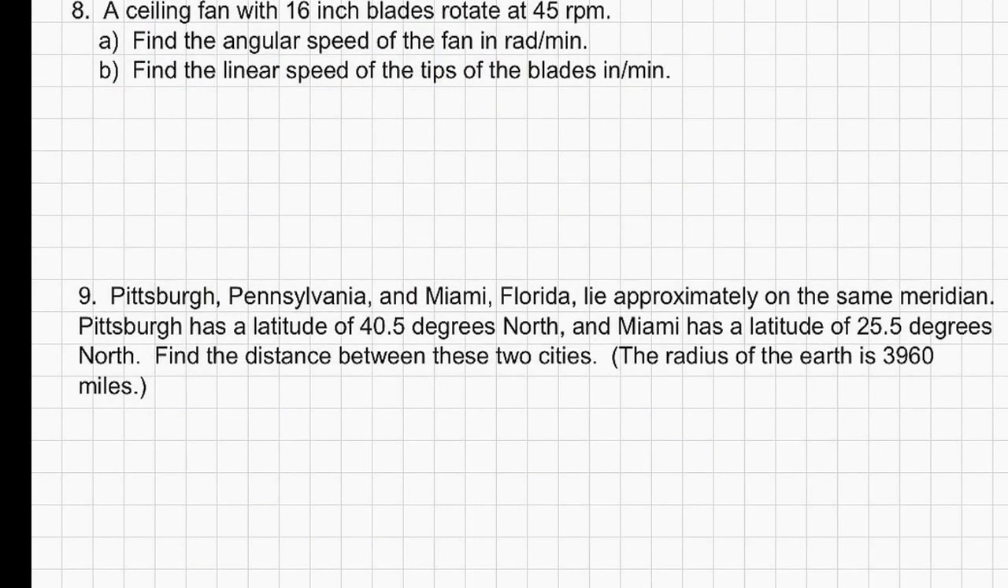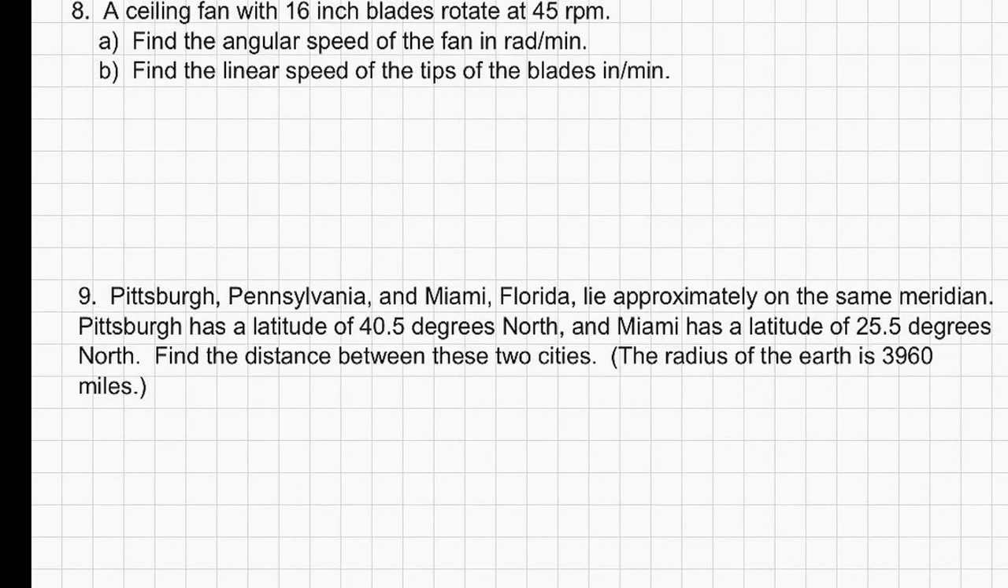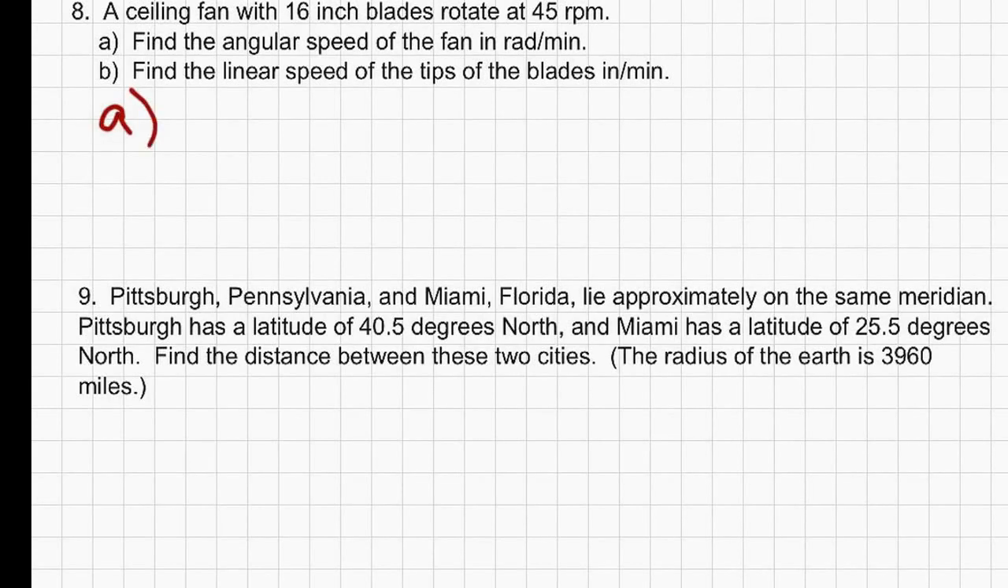Number 8, a ceiling fan with 16-inch blades rotates at 45 RPM, which is rotations per minute. A, find the angular speed of the fan in radians per minute, and B, find the linear speed of the tips of the blades in inches per minute. So let's start with finding the angular speed.